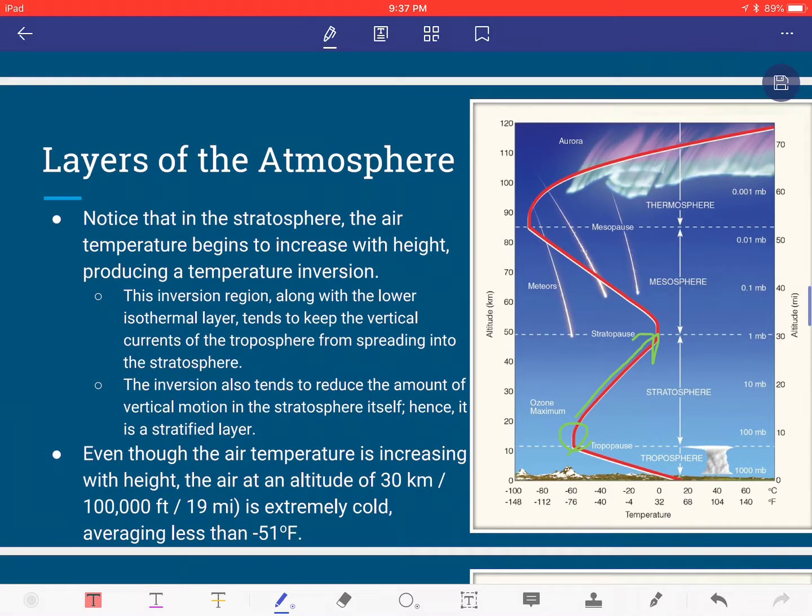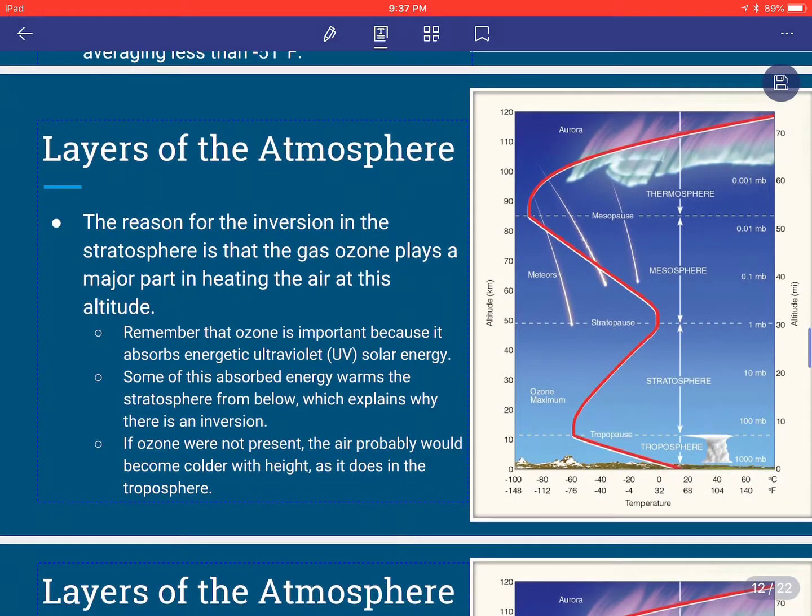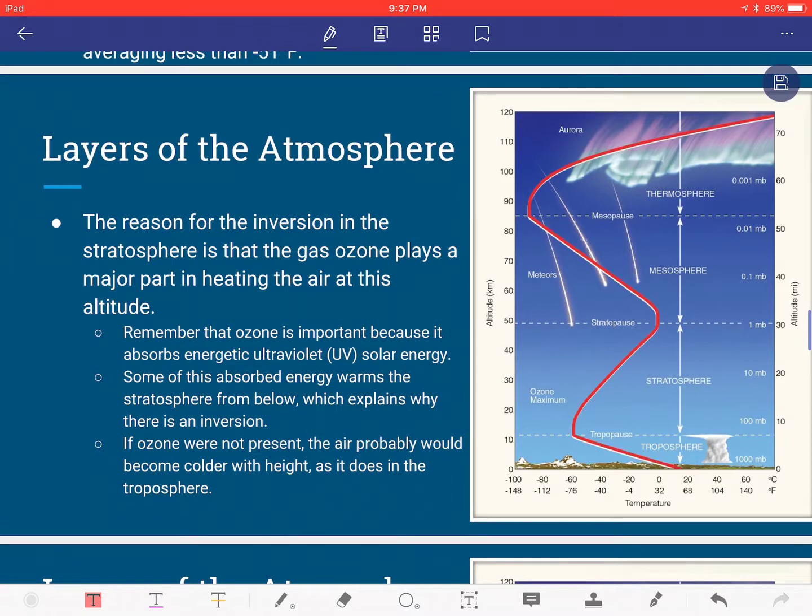So we talk about the air temperature increasing with height, but I'd like you to notice up here at the top of the stratosphere, we are still at a nice toasty 0 degrees Celsius, 32 Fahrenheit. At the base of it, we are at negative 51 degrees Fahrenheit or less. The reason for the inversion in the stratosphere is due to ozone. Ozone plays a major part in heating the air at this altitude.